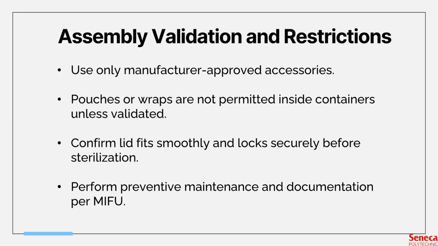So, assembly validation and restrictions. All container assemblies must be validated according to the manufacturer's instructions. Nothing should ever be improvised. Only use manufacturer-approved accessories such as filters, seals, valves, or retention plates. Whatever accessories the container came with, that's what you would have to use. You never place pouches or wraps or any textiles inside the container unless the manufacturer specifically validated that setup.